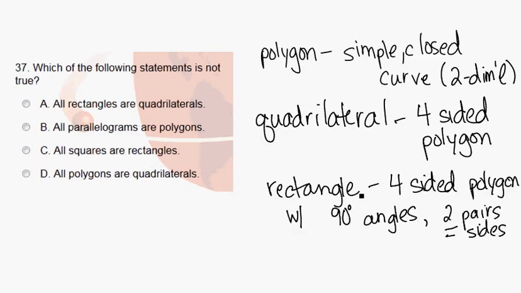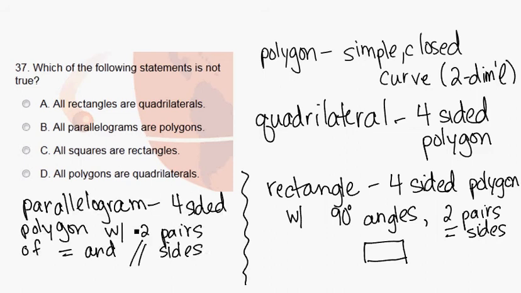A rectangle is a four-sided polygon with right angles at the corners and two pairs of congruent sides, so the opposite sides are congruent to each other, and they have right angles. The next definition would be a parallelogram, and a parallelogram is a four-sided polygon with two pairs of congruent and parallel sides. So the two opposite sides are parallel to each other, but we're not forced to have right angles like we do with the rectangle.